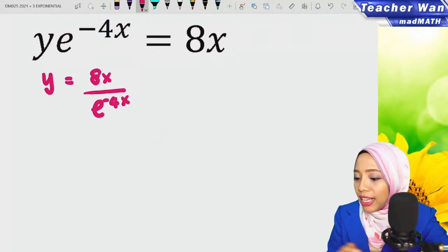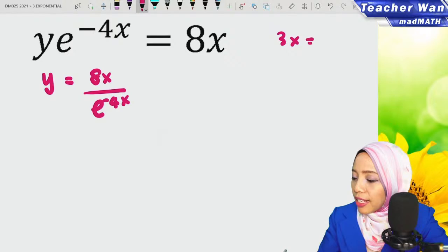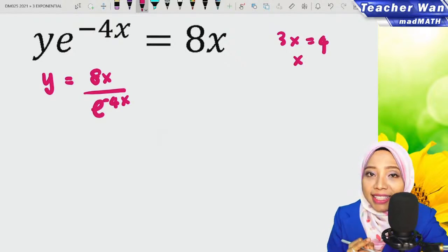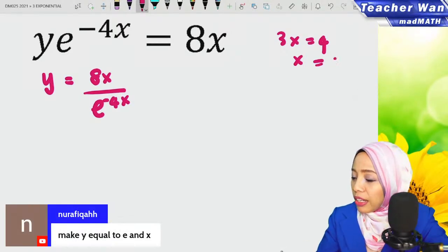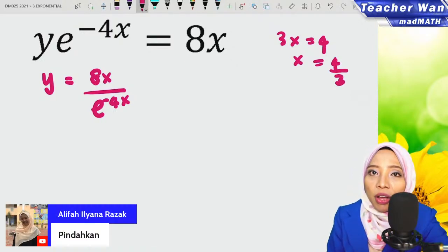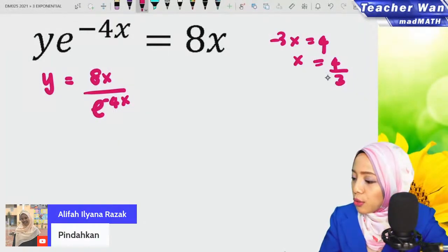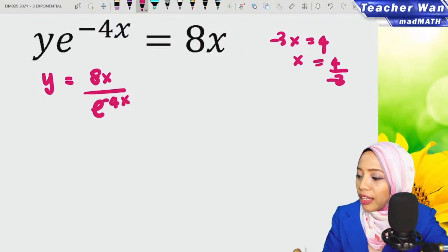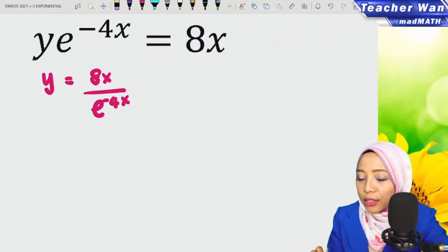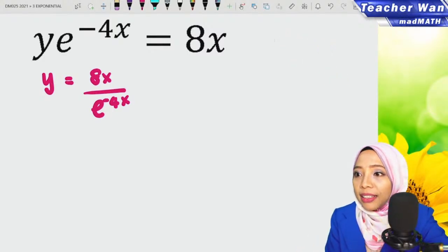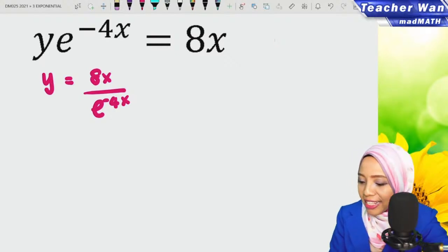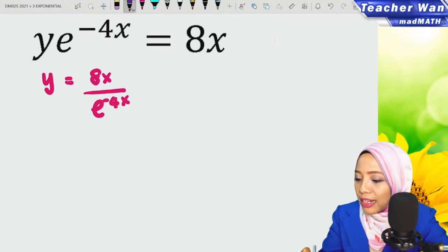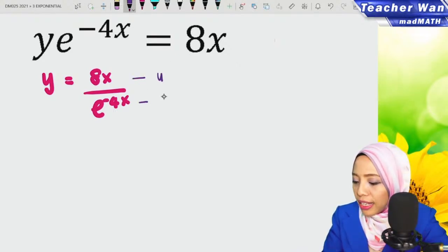Okay, same goes to if you have 3x equals to 4. What do you do? You want x on your left, right? So you're going to bring 4 over 3, with 3 at the bottom. If you have negative 3, you're going to take negative 3. So the same thing. You want y as a subject. So you bring exponent negative 4x to the bottom. Yes, move it. Very good. Okay, Afika, make y equal to e. Okay, yes, that's correct.